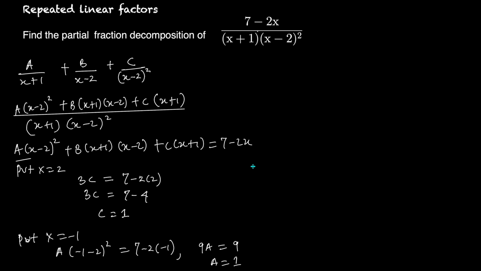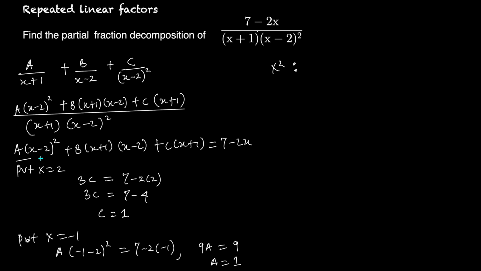So lastly, we need to find the value of B. We cannot use the cover-up method directly here for calculating B, because when you substitute 2, it eliminates B, and when you substitute -1, it eliminates B as well. So what can we do in this case? What we can do is consider the x squared term.